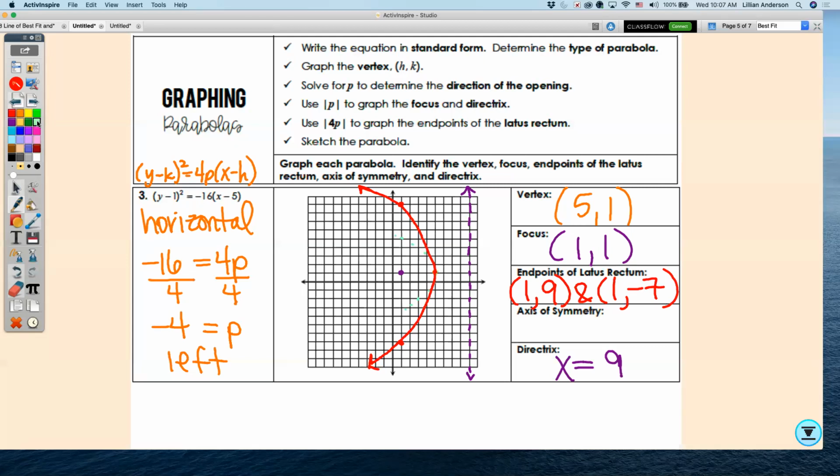Last little bit is my axis of symmetry. Remember, that has to go through my what? Focus and vertex. Since this is horizontal, it is going to be y equals 1. That's my axis of symmetry. So there we go. We've graphed this one. This one's a lot easier to see because things were a little bit more spaced out.